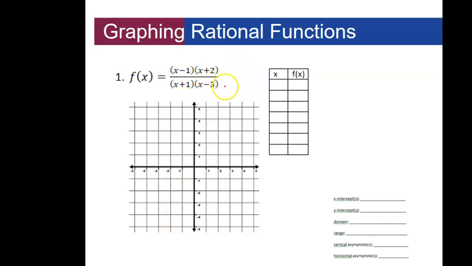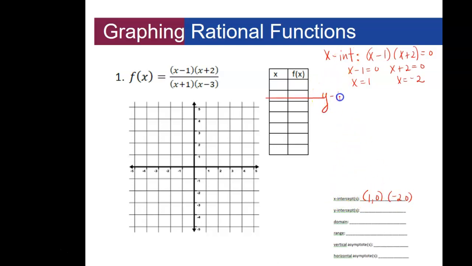Okay, here's one, and we're going to look at this one and go through the different parts. So to find your x-intercept, if you recall, we set the numerator equal to 0. So that means we're going to set each individual part equal to 0. So we're going to get x is 1 and x is -2. So our x-intercepts are (1, 0) and (-2, 0).